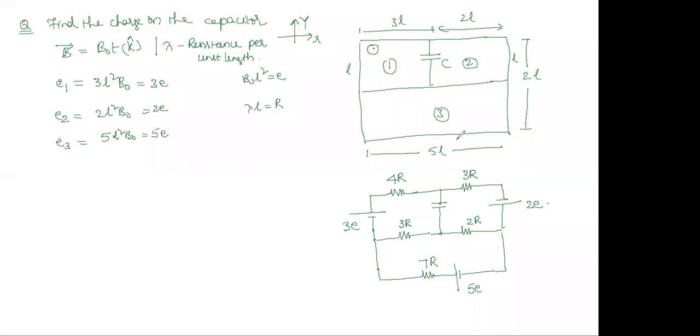Is it okay? E1, E2, E3, all are A into dB by dt. Area of the loop is a constant.